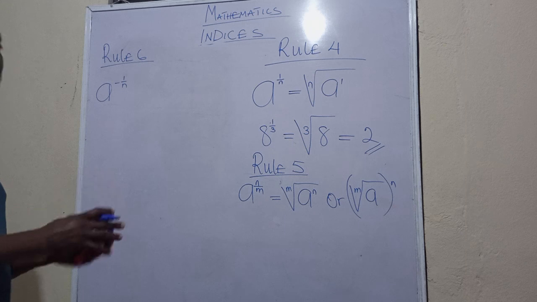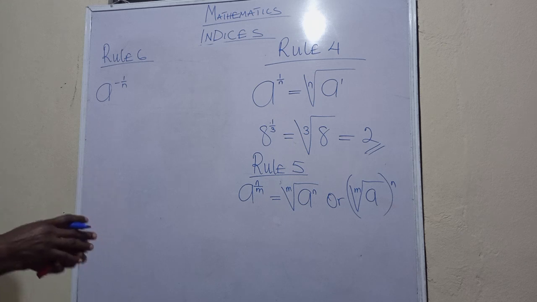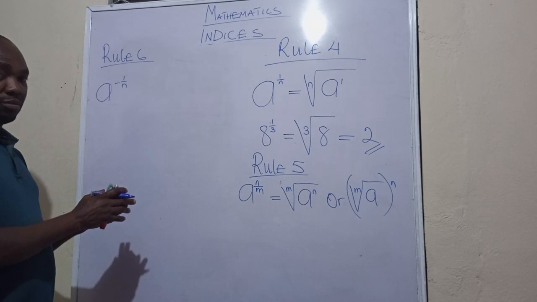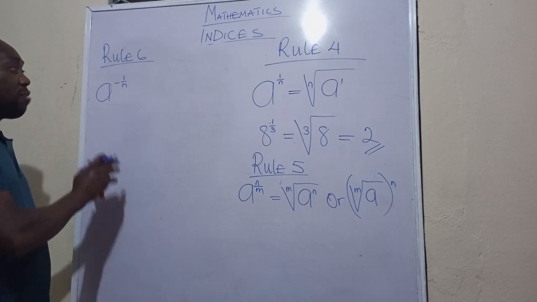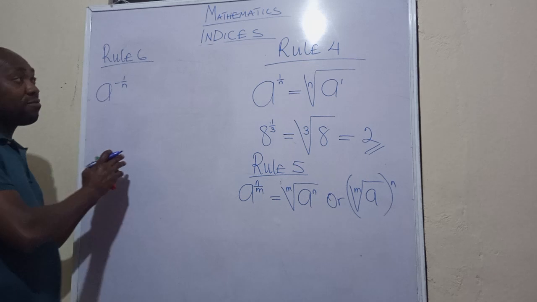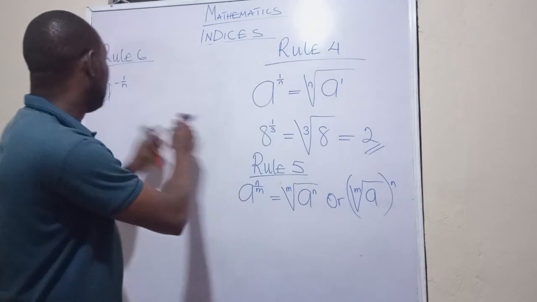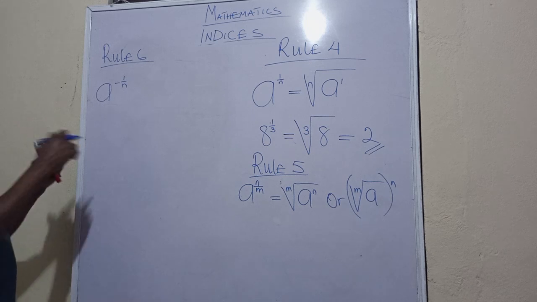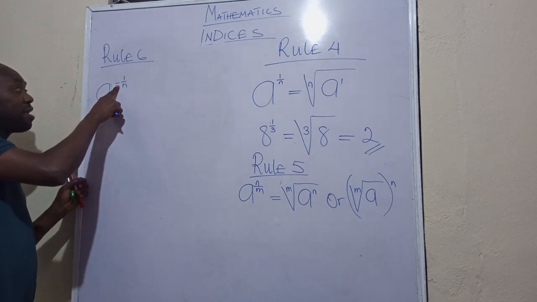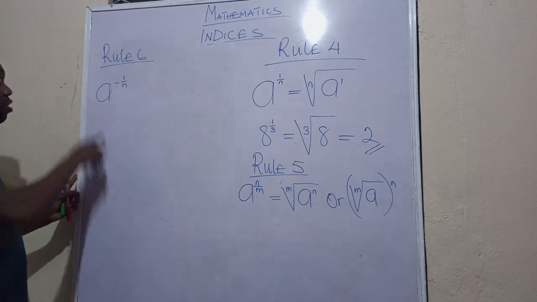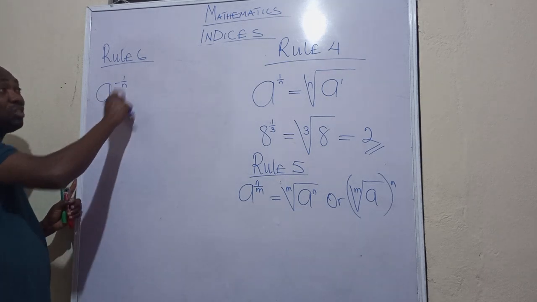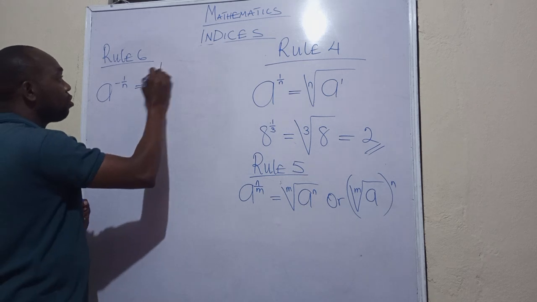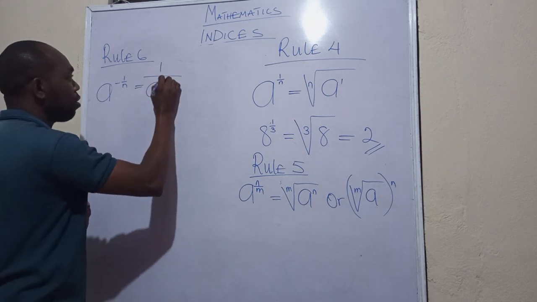There are two rules in one problem. We have rule 3 and we also have rule 4 in this particular one. First, rule 3 is the index, the minus sign, which is the reciprocal of the value, while this one is the root of a. So first, we will now have 1 all over a raised to the power 1 all over n.